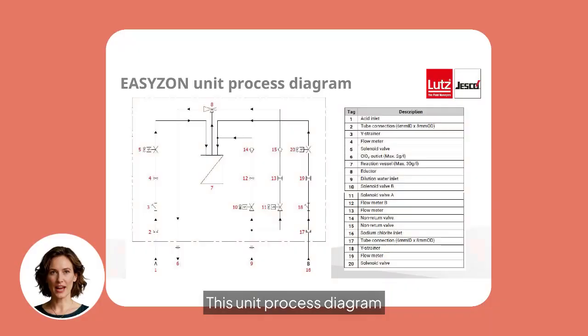This unit process diagram explains the internal flow path. Acid and chlorite enter through metered inlets, pass solenoid valves and flow meters, then react in the vessel. The adductor and dilution water create the final ClO2 solution, which exits to the process. Non-return valves protect against backflow.